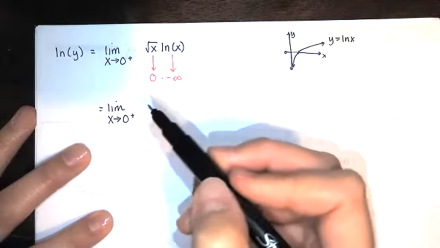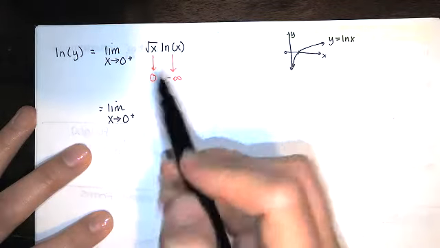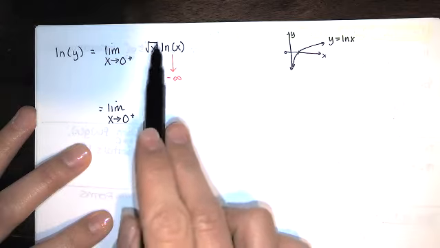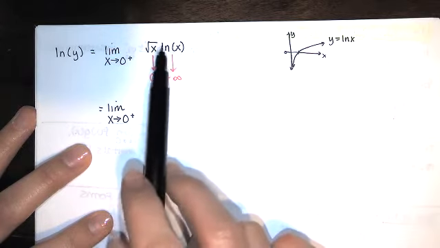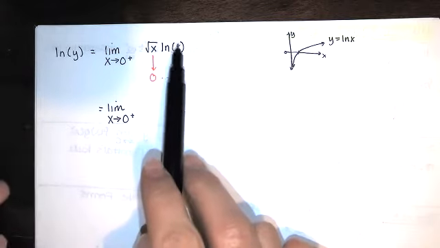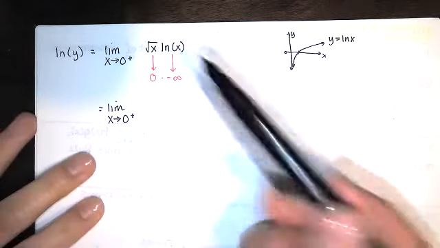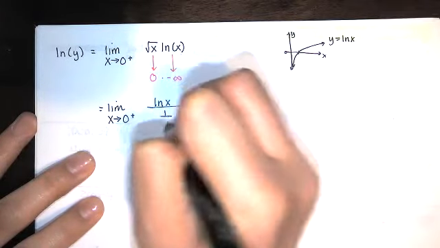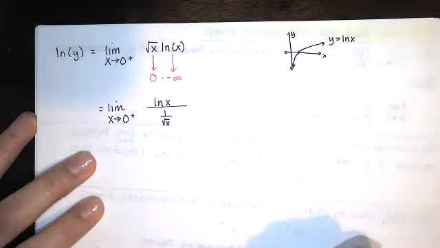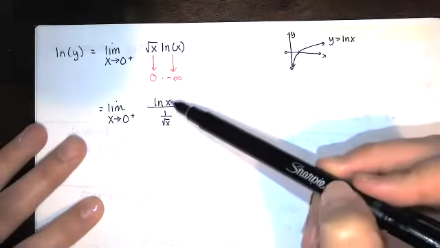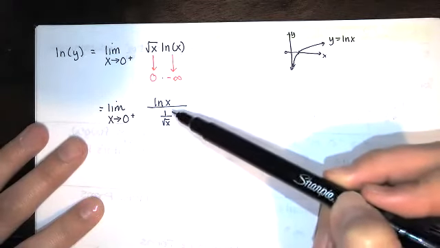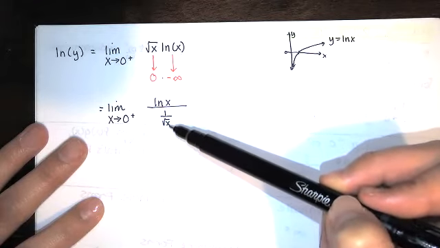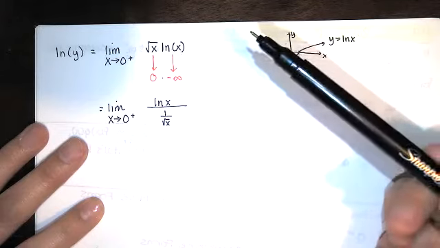I need to rewrite this as a quotient. So I've got two options. I can either leave the natural log of x in the numerator and divide by 1 over the square root of x, or I can leave this in the numerator and divide by 1 over natural log of x. I think I'd like to leave my log in the numerator. So I've got natural log of x over here, and we'll divide by 1 over square root of x. And again, that's legal, because dividing by this fraction is multiplying by the reciprocal. And the reciprocal of 1 over square root of x is square root of x.